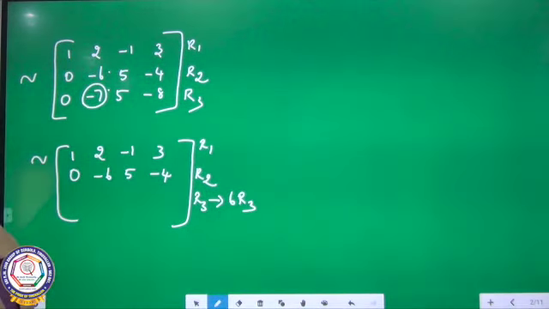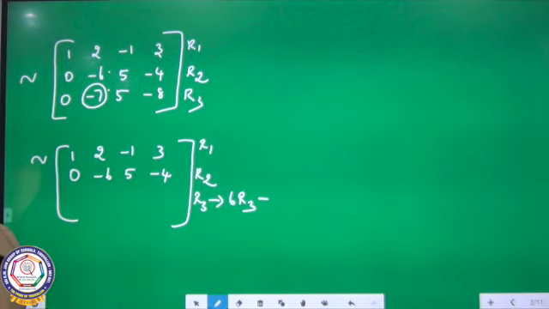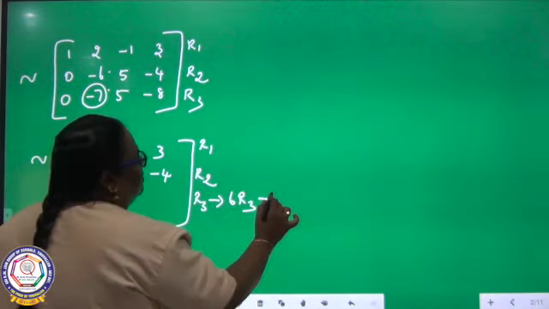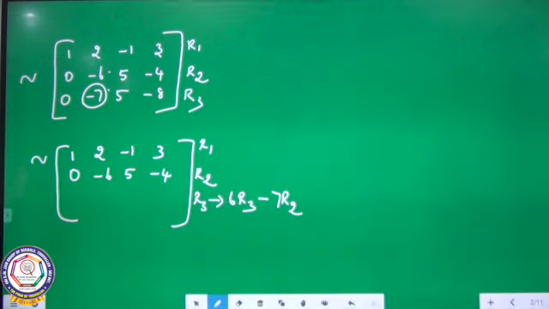Multiply by 6 here. Same sign means you can put minus, because minus into minus becomes plus. You can multiply 7 by R2. This is the elimination method. When we solve the sum, we can see the value of the y coefficient or x coefficient, then we can multiply the term. The same thing we can proceed here also.